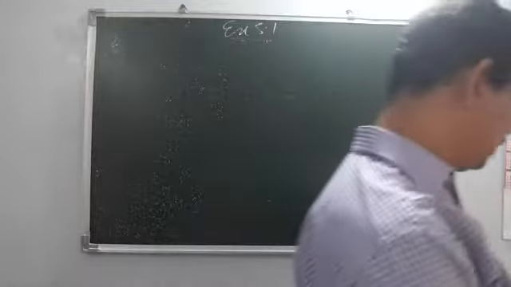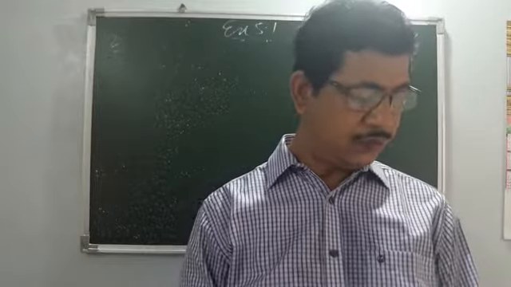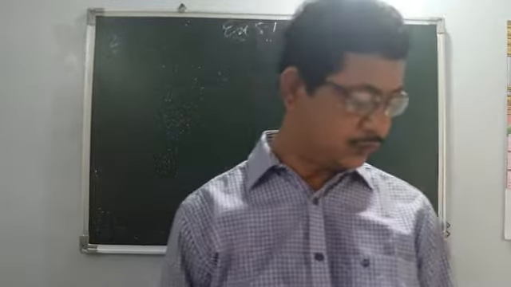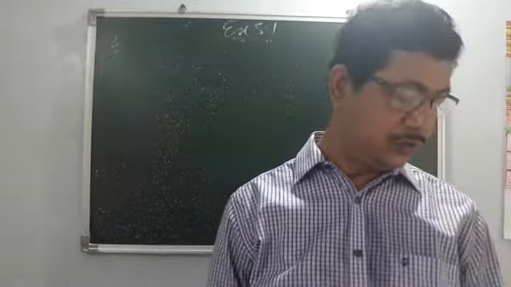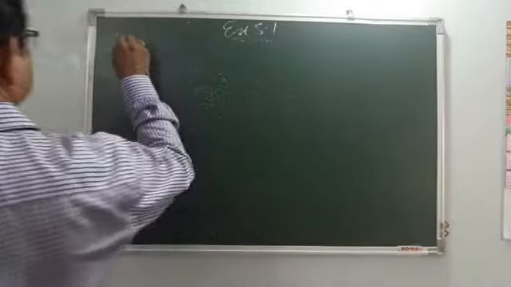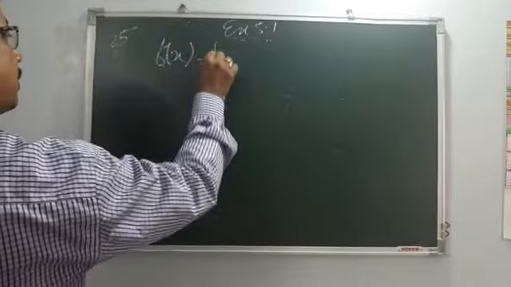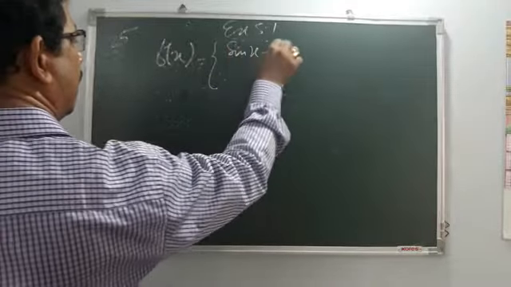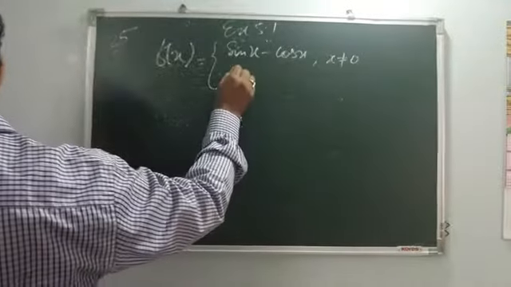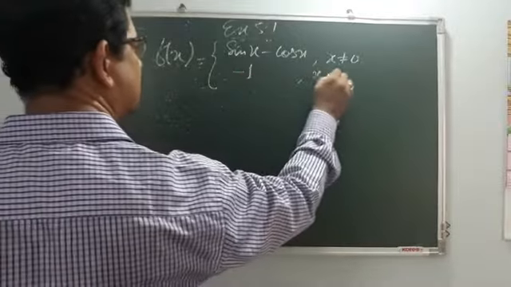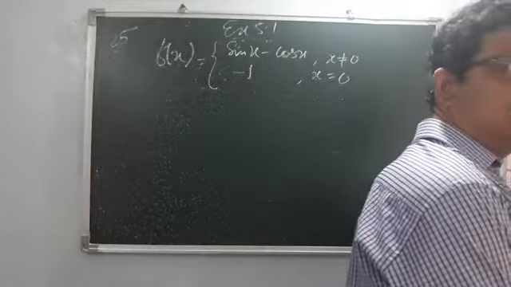Question number 25 is like that. Examine the continuity of f where f is defined by f(x) equal to sin x minus cos x if x not equal to 0 and minus 1 if x equal to 0. So let's write this question. Here f(x) they have given as sin x minus cos x when x not equal to 0 and it is minus 1 when x equal to 0. We have to check whether this function is continuous or not.